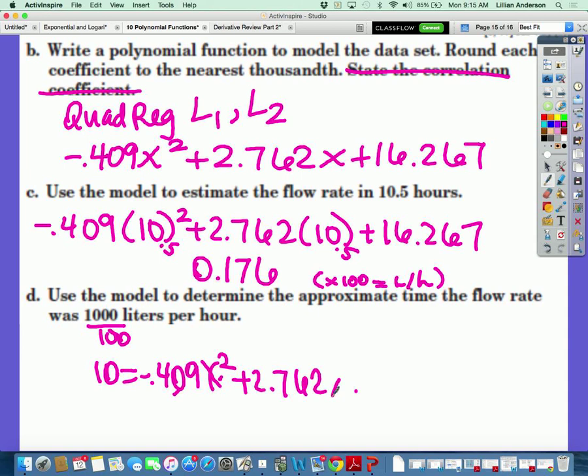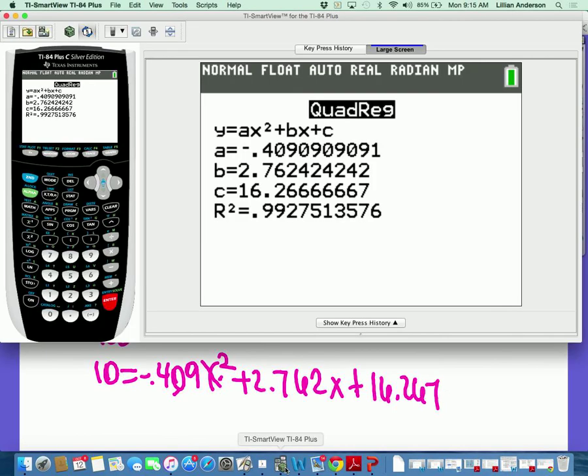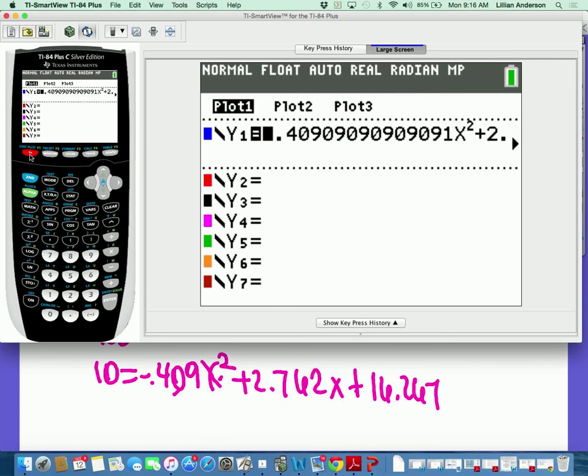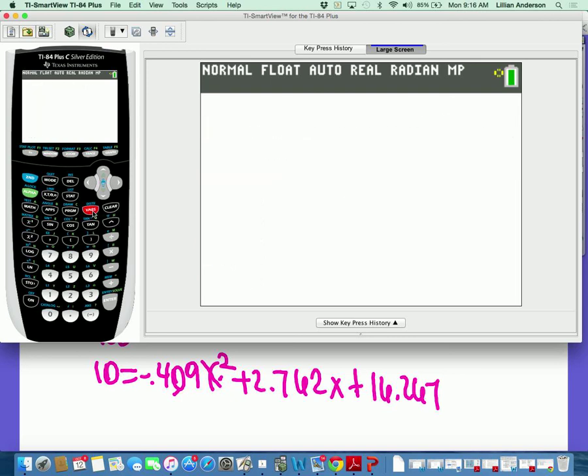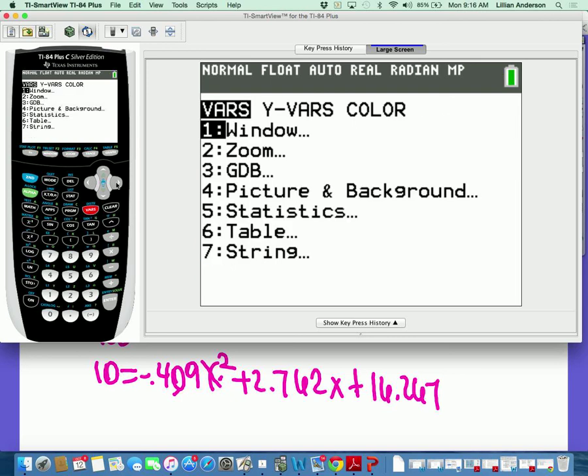You could very well move 10 over, use the quadratic formula to figure this out. But let me show you a shorter way. Okay? So we plug in 10 for y because we're looking for our time, which is x. Okay? So we go back to our calculator. Now, if yours was like mine, when you click y equals, it transfers my entire function in there. But if you did not have the calculator that I had, this is what you'll need to do. Click y equals, go to vars, go over to y vars.